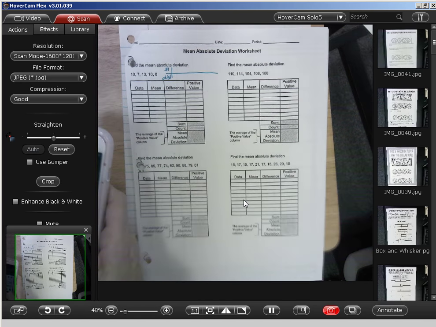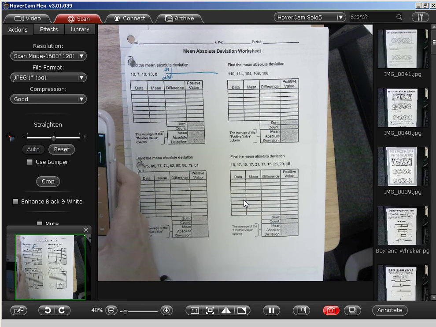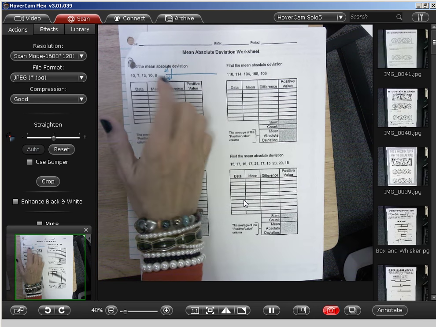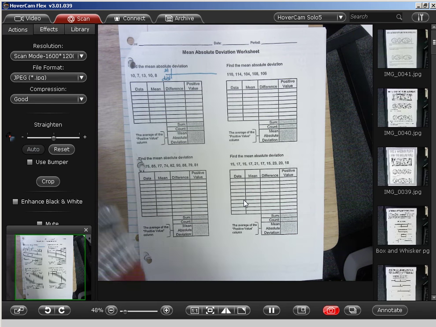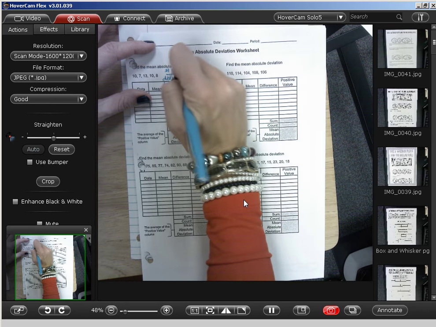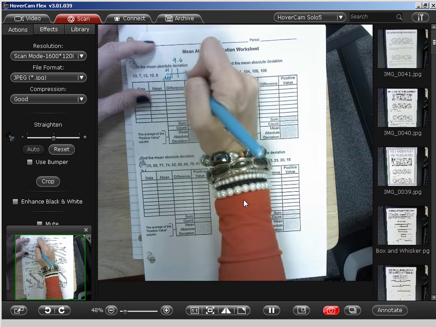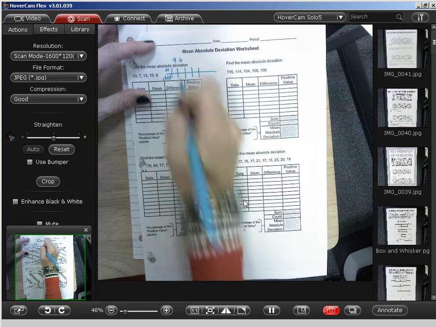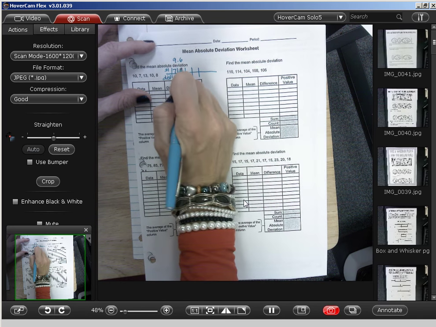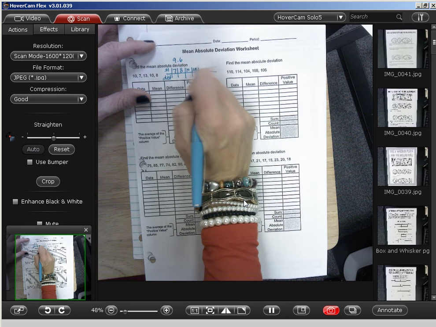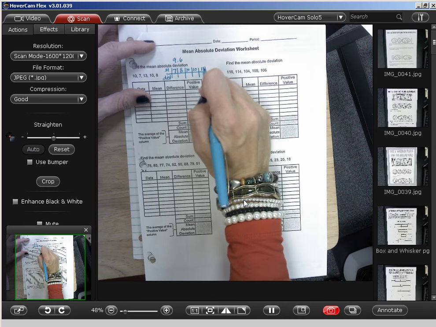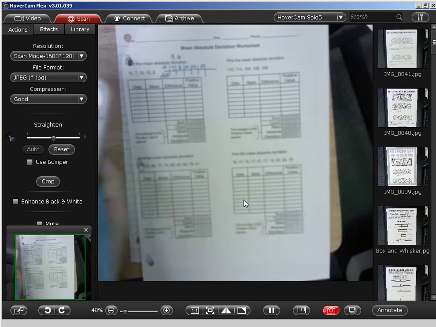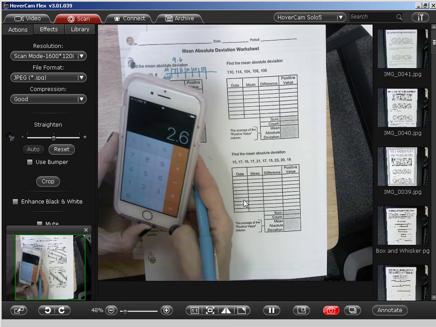So first I have to find my mean. So I've got 10 plus 7 plus 13 plus 10 plus 8, which gives me 48. And then I'm going to divide that by 1, 2, 3, 4, 5. 48 divided by 5 gives me 9.6. So 9.6 is my mean for this. For each number, I'm going to find out how far it is from 9.6. So I've got 7, 8, two 10s, and then a 13. I'm going to do each data point: how far is it from the mean?